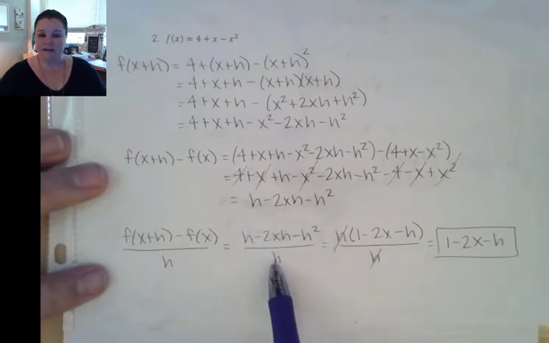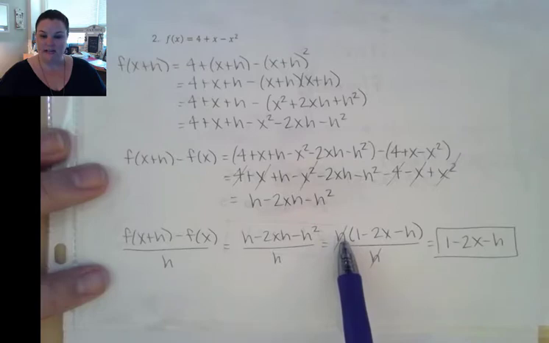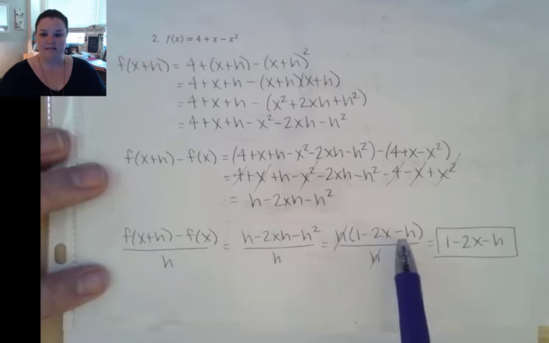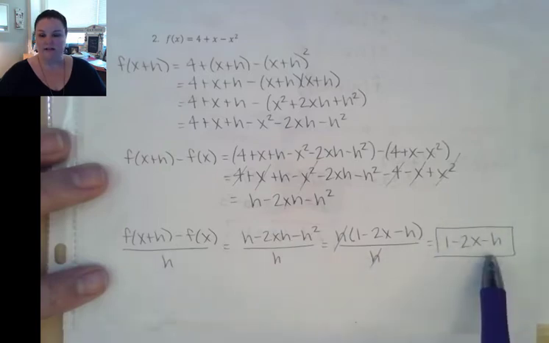When we divide off an h, that means we're going to be taking an h out of every single term. So just to make it a little bit easier, I went ahead and factored the h out so that I could see my first term would be left with a 1, second term would be left with a negative 2x, my last term would be left with a negative h. So once I cancel off that h, that is what my answer is.